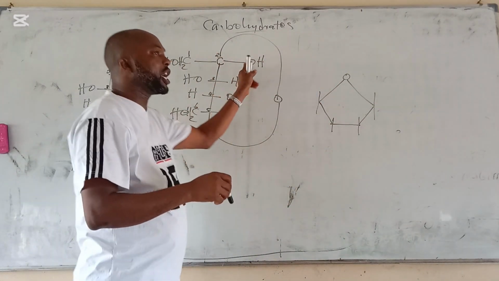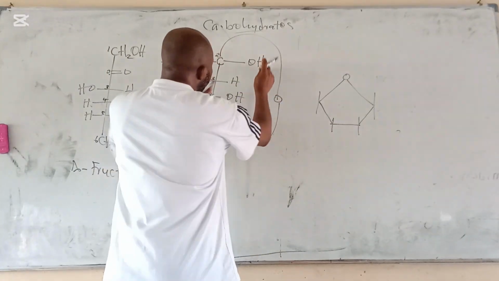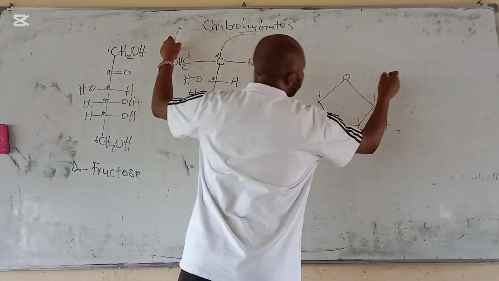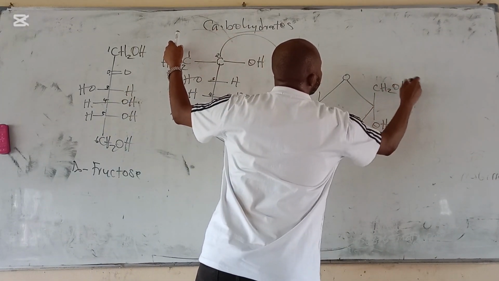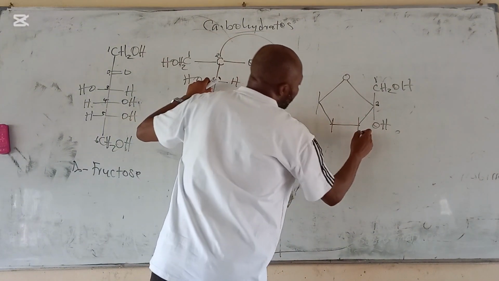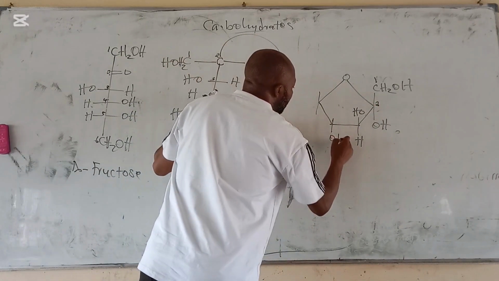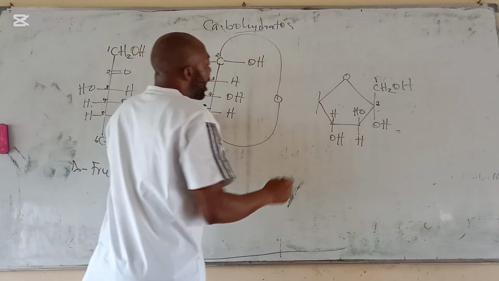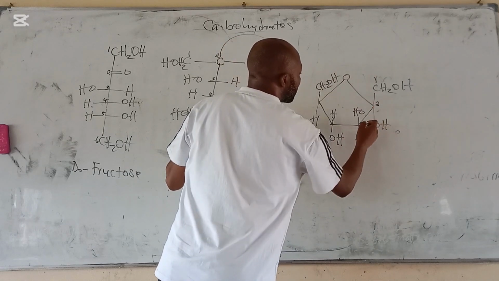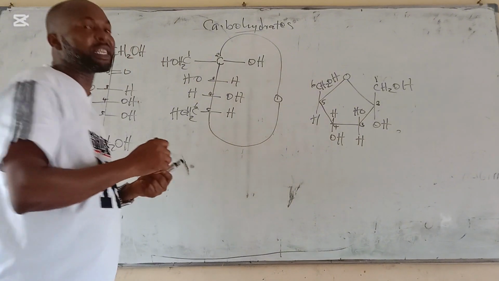Now, since I left the OH at the right, my OH is alpha. So this is my OH here at the right. Now, this other side, I have CH2OH. So this is 1, and this is carbon 2. Carbon 3, I have hydrogen down, and I have OH up. Carbon 4, I have OH down, and hydrogen up. Carbon 5, I have hydrogen down. I have my CH2OH. So this is 2, this is 3, this is 4, this is 5, and this is 6. So this is a furanose structure.